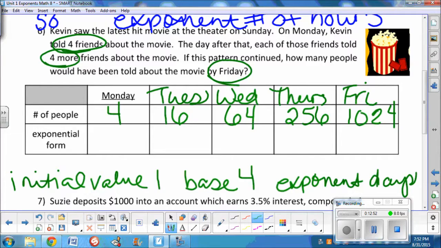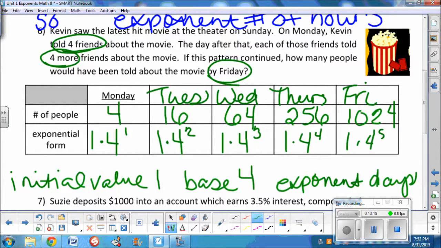So let's go to our exponential form. So what was our initial value? Kevin times the multiplier. 4, day what? Day 1. And the next one, our initial value, Kevin, 4, how many days? 2. 1 times the multiplier, how many days have passed? 3. 1 times 4 to the 4th. 1 times 4 to the 5th.